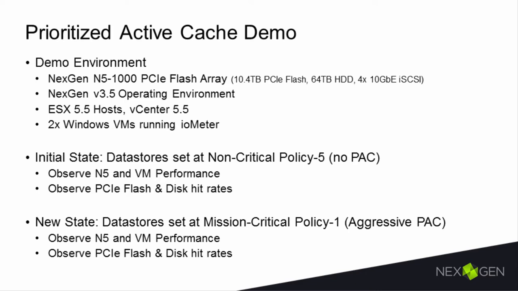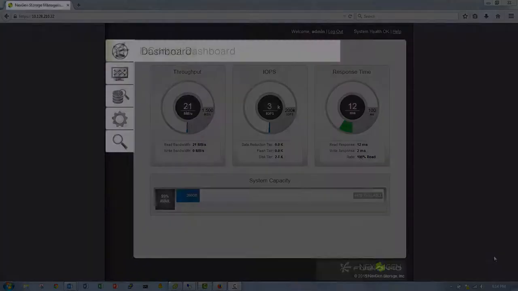We will then transition the system to a new state where the data store volumes are put into the mission-critical policy 1 quality of service. This means that the data store volumes have the highest priority for flash performance, and we will observe the N5 and VM performance for IOPS and latency as data is populated back into flash in real time. So let's get started with the demo.